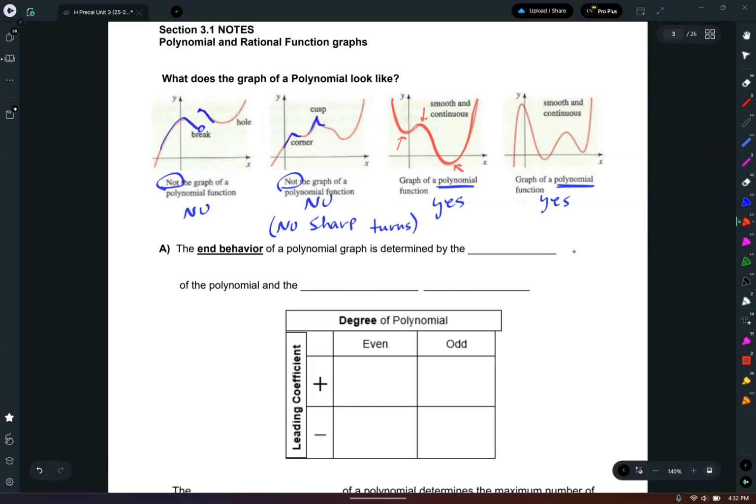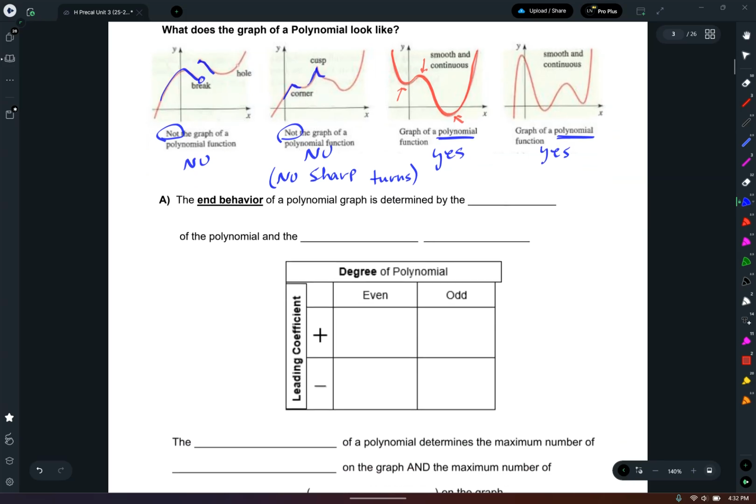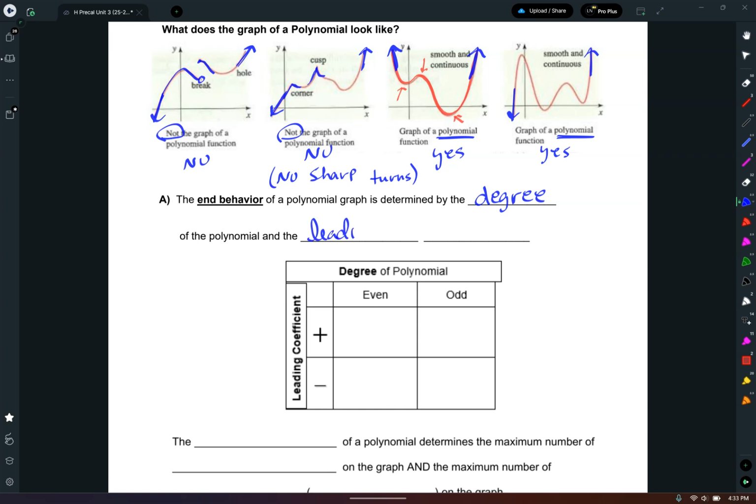All right, so look down at letter A. It says the end behavior, meaning what happens at the end of the graph. Are the ends of the graph going up or down? Here would be the ends of the graph. So the end behavior of a polynomial is determined by the degree of the polynomial and the leading coefficient.